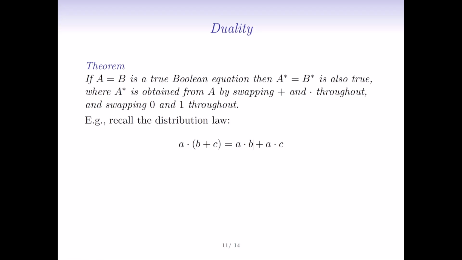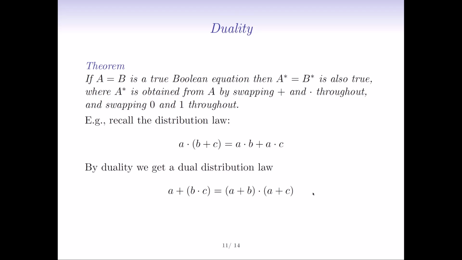And that's also quite similar to standard algebra, where you also think of multiplication binding tighter than addition. So if we apply our duality principle, then we're going to get a dual distribution law, which is a plus b dot c equals a plus b dot a plus c.